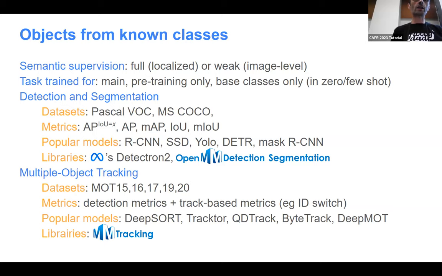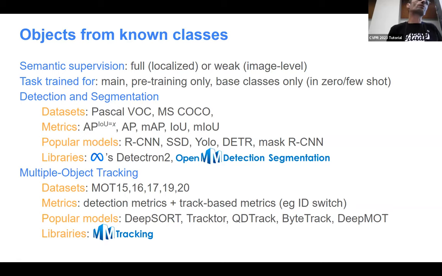And if you train an object-centric task with known categories, it might be because it's your actual task of interest, or you might do that in order to pre-train a representation that you will use later for other tasks or other classes in the case of zero-shot or few-shot learning. So again, the three key tasks here are detection, segmentation, and tracking.